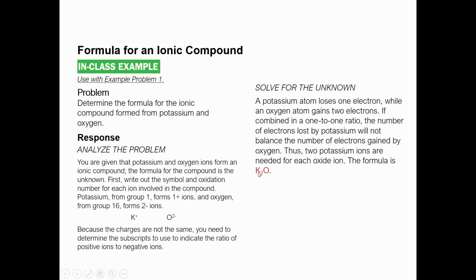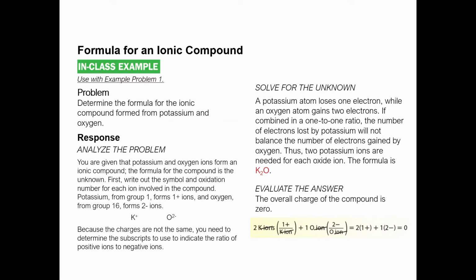First, we have the positive charge K, because it is +1. O is -2, so we must multiply K by 2. So we will have 2 positive charges plus -2, and the total charge becomes 0. Like this: 2 potassium ions with a charge of +1, plus 1 oxygen atom with a charge of -2. The total charge must be 0, and here we are.